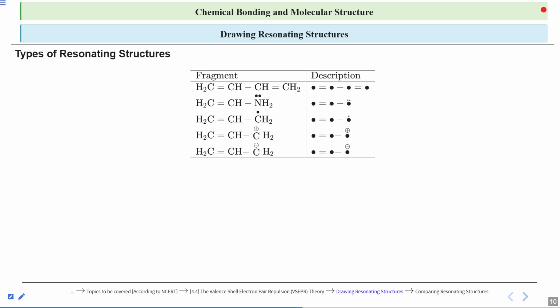The second fragment, if you look, is like this. There is a lone pair here, then a single bond, and then a double bond. You can see the same in this example structure. There is a lone pair on the nitrogen, then there is a single bond between the carbon and nitrogen, and lastly a double bond between two carbons.